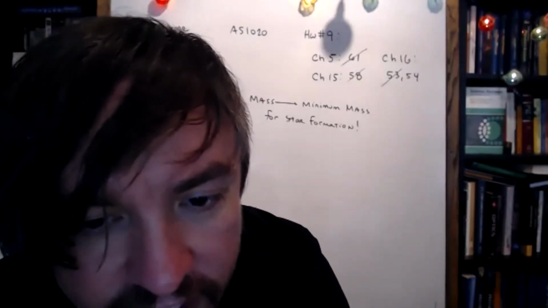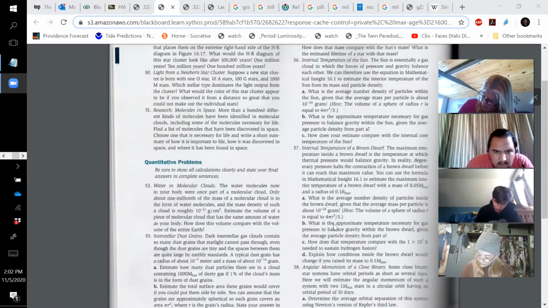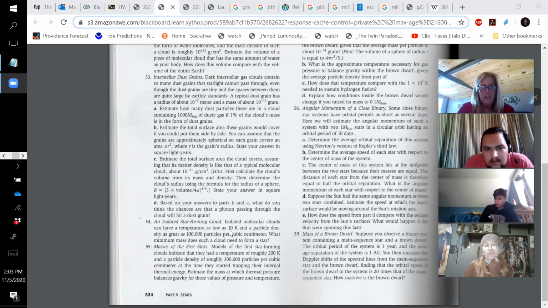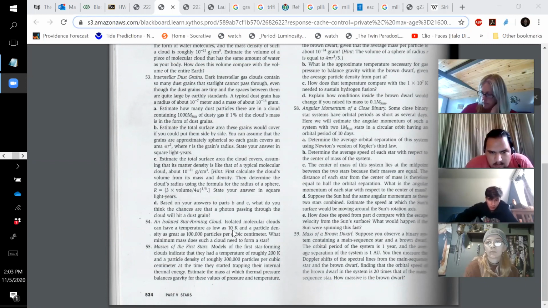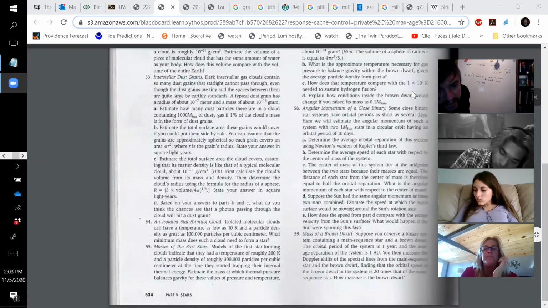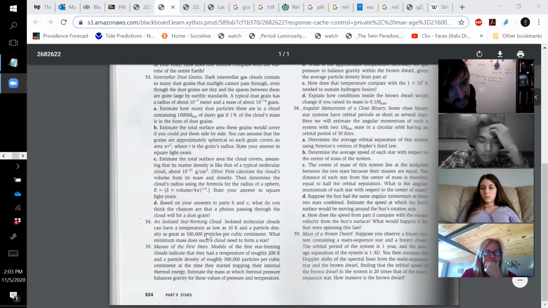Okay, so if we share screen here, 54, an isolated star-forming cloud. Isolated molecular clouds can have a temperature as low as 10 Kelvin. Let's write that down. And a particle density as great as 100,000 particles per cubic centimeter. What minimum mass does such a cloud need to form a star?